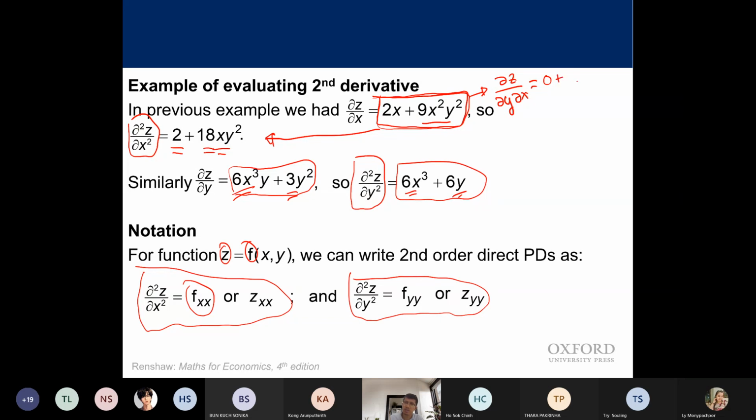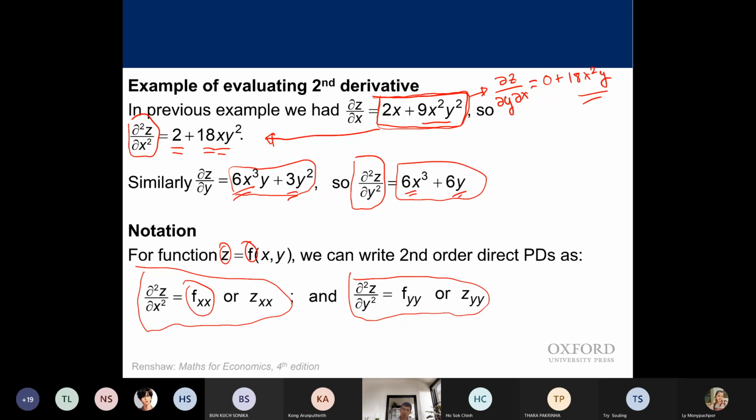And how about the next term? It will be 18 y x squared y. Okay, agree with this or not? And how about the other cross derivative? I mean, you differentiate with respect to y first and then x.